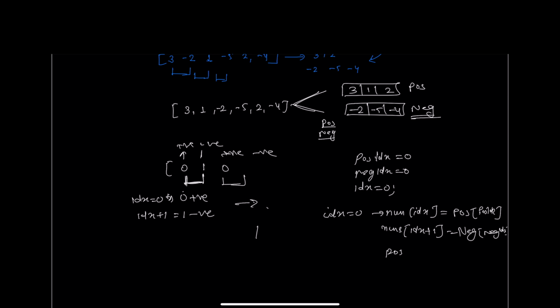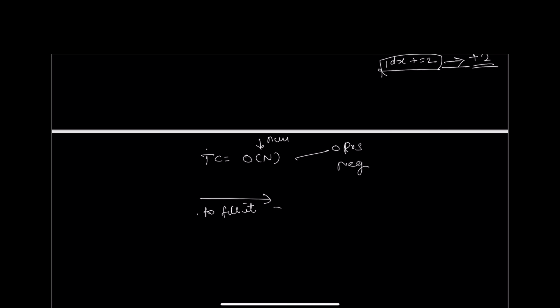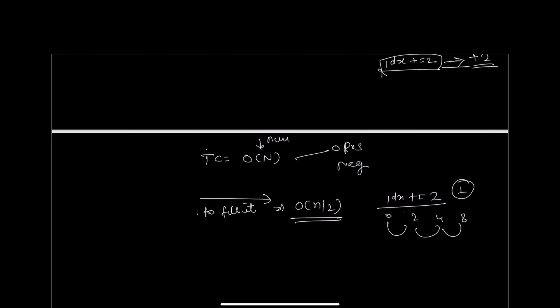Then we will iterate the nums array to fill it. There we will also iterate n by 2. Why n by 2? Why not n? Because we increase our idx by 2, not 1. So we will iterate 0, then 2, then 4, then 6. So instead of 8 iterations, here only 4 iterations. So basically n by 2. So overall our time complexity will be O of n plus n by 2.